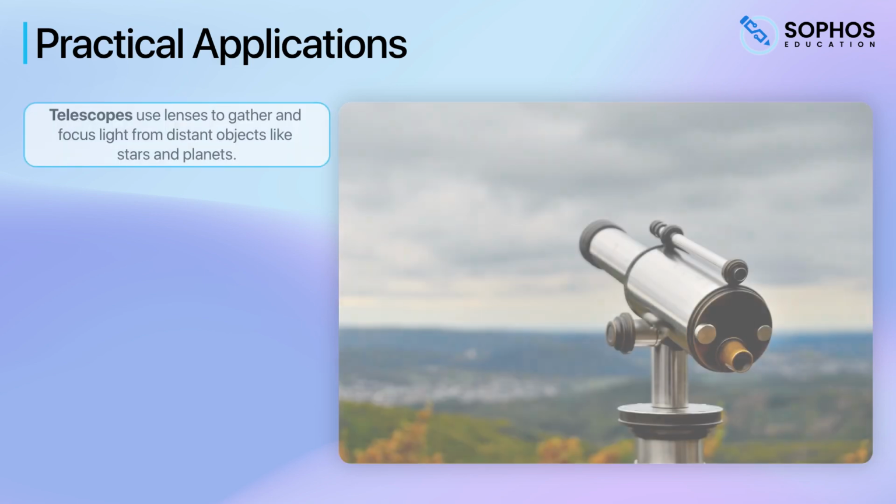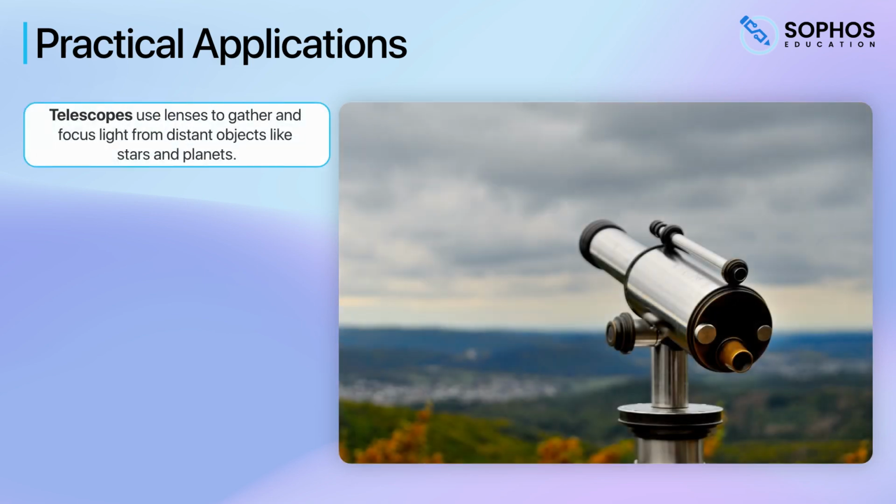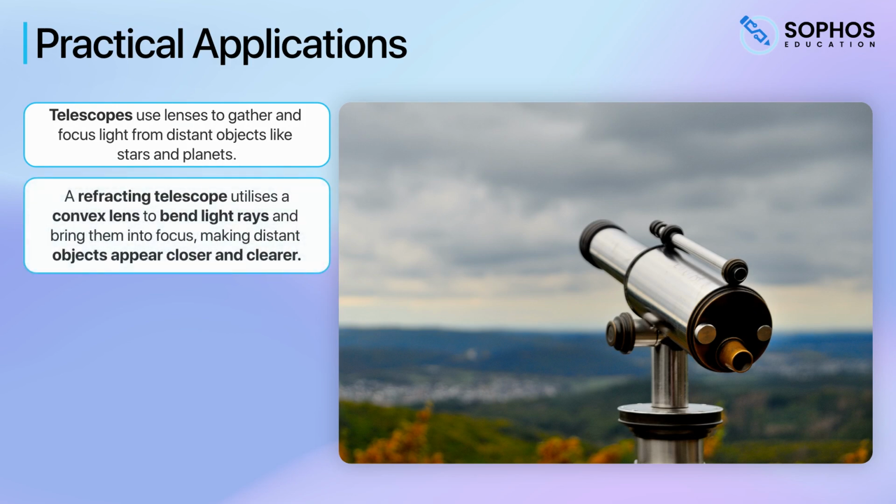Finally, telescopes use lenses to gather and focus light from distant objects like stars and planets. A refracting telescope utilizes a convex lens to bend light rays and bring them into focus, making distant objects appear closer and clearer.